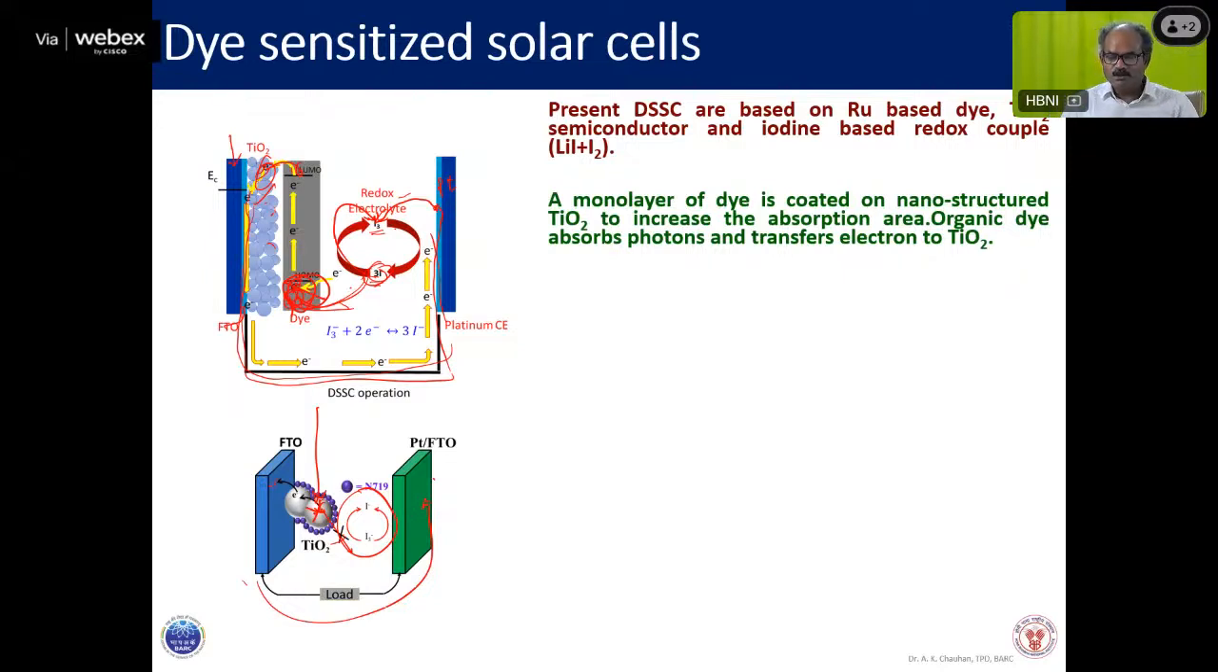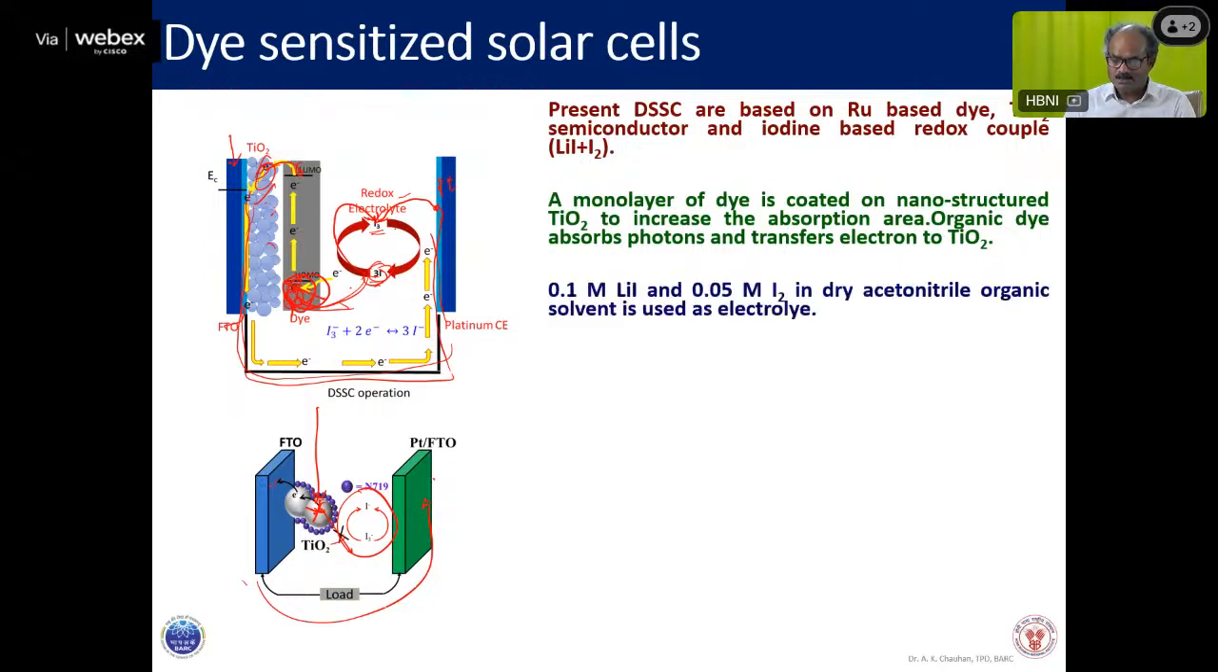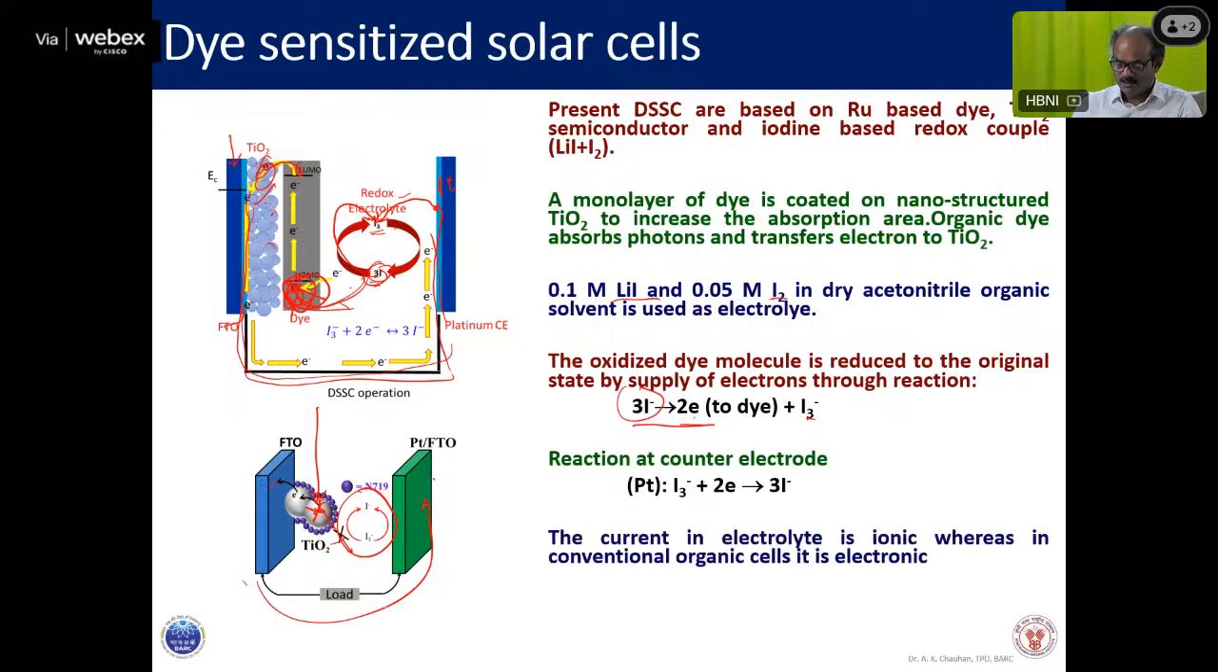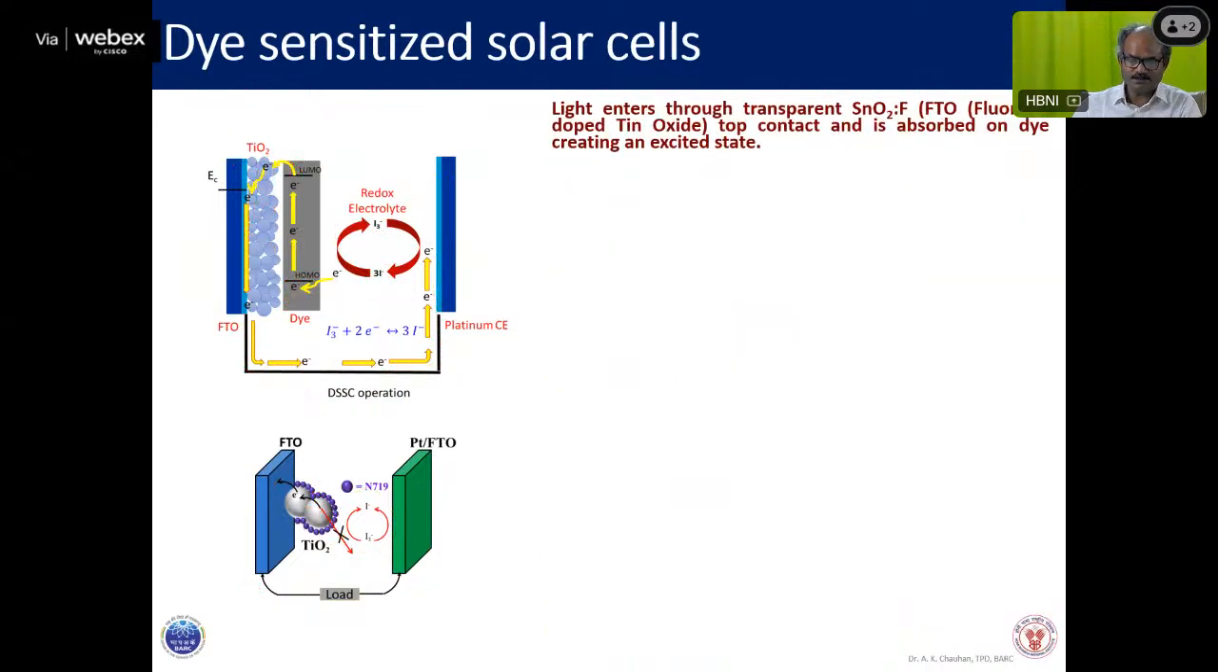So let me go one by one. This is the typical redox couple, lithium iodide. You know this very well: 3I⁻ gives I3⁻ plus 2 electrons, that is, I3⁻ + 2e⁻ = 3I⁻. It is the standard lithium iodide and iodine mixture reaction. And typical dye-sensitized solar cells give an efficiency of nearly 15%.